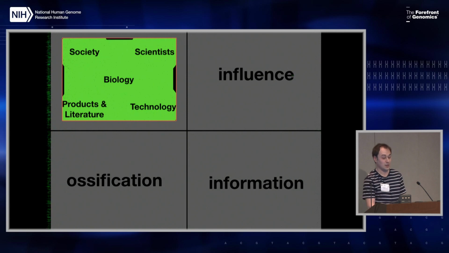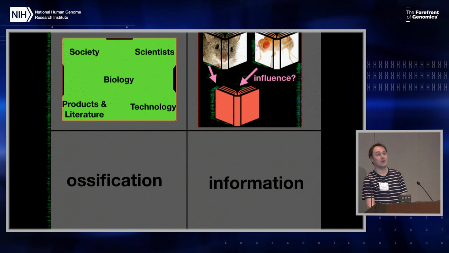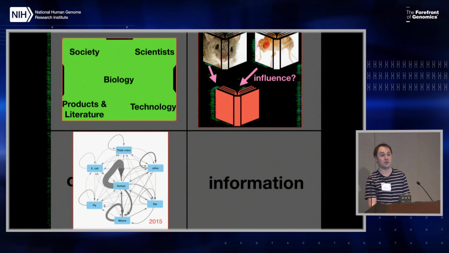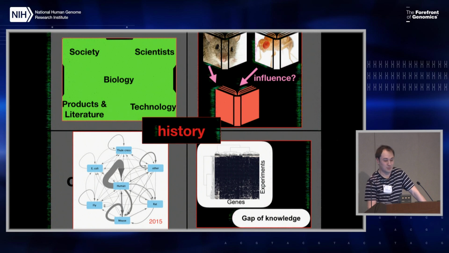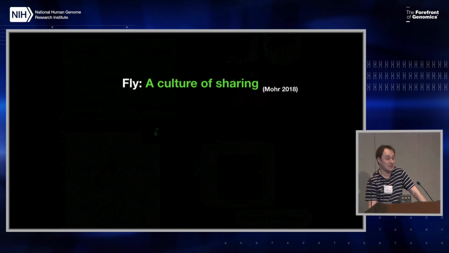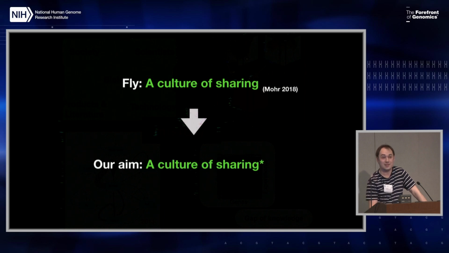So there is this viewpoint. Everything, I think, belongs together. We can measure influence of model organisms. There has been this ossification of biological research, and information is something that could be used. And in a way, all of this also describes part of history of science. And fly people also like to share, and the same is true for us.